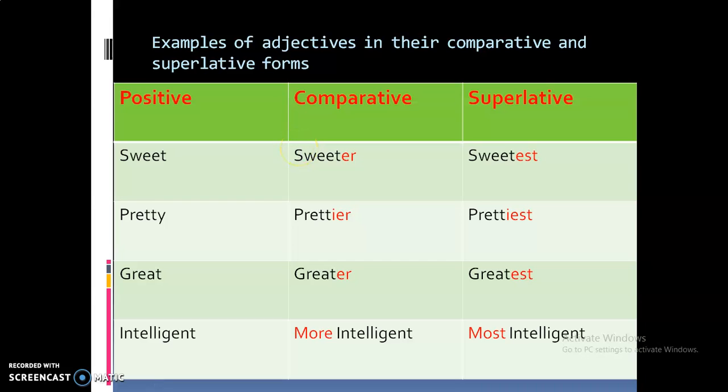And these are examples of adjectives in their comparative and superlative form. You see how, when we compare more than two nouns or pronouns, we use the superlative form of an adjective and we add est, iest or most to such adjectives. Here you can see in comparative degree, er or ier is used, and in superlative degree, est, iest are used. So this is positive, comparative, superlative.